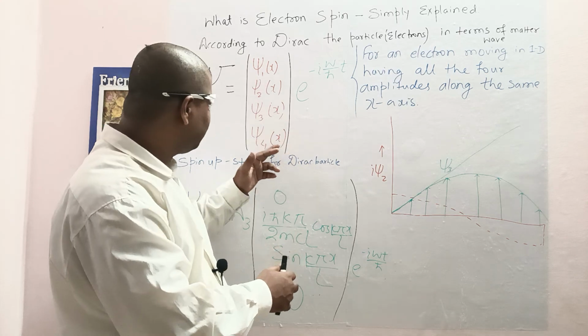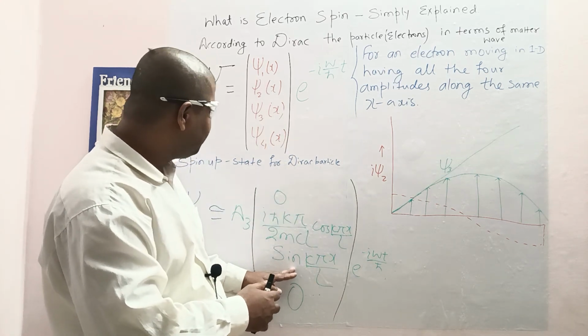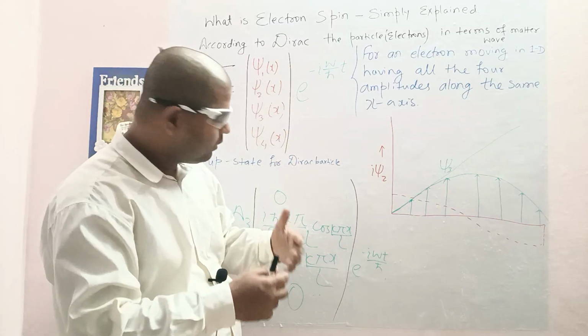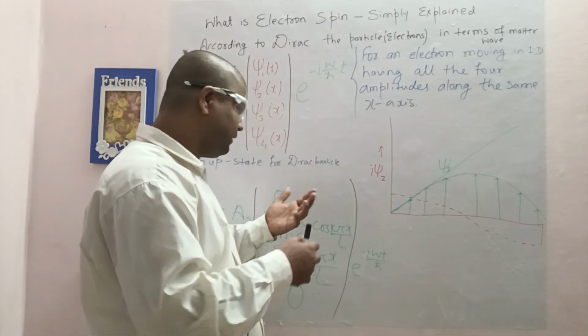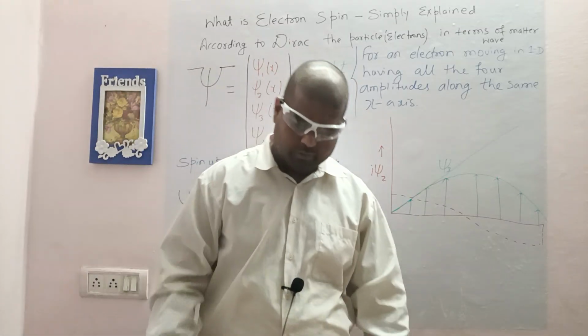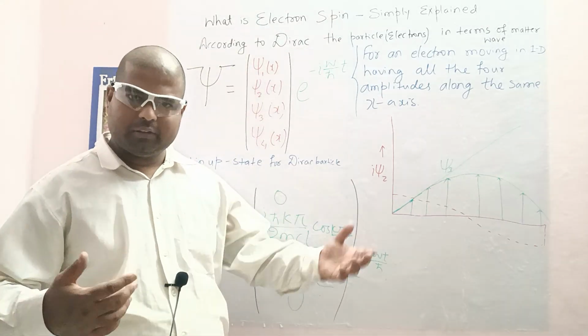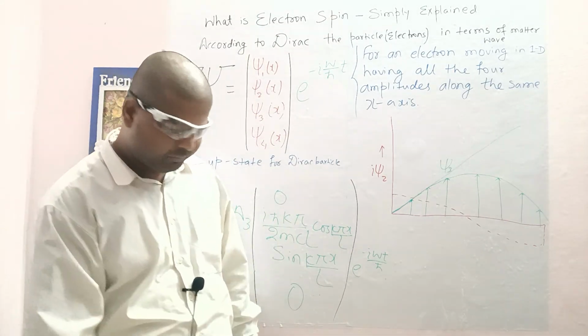It had changed. Earlier the fourth was the bigger one, now the third is the bigger one. Earlier the first was the smaller one, now the second is the smaller one. The rest two components are always zero. Why are they zero? Tell me. I will discuss it in another video.